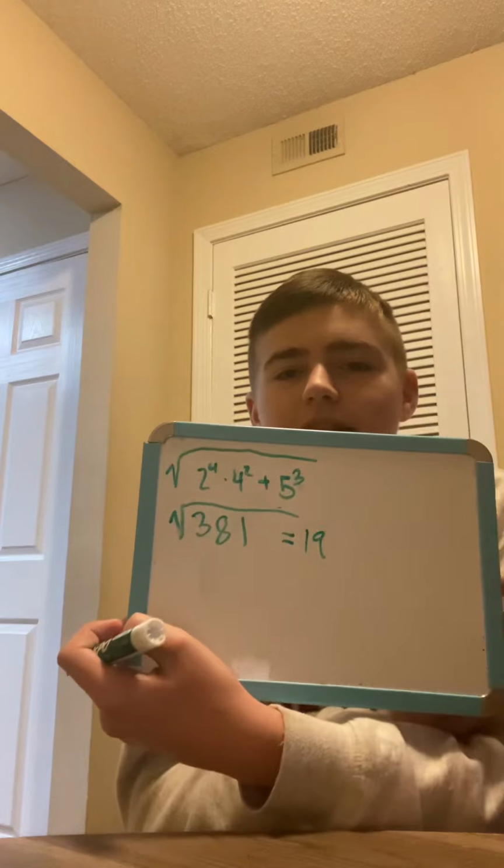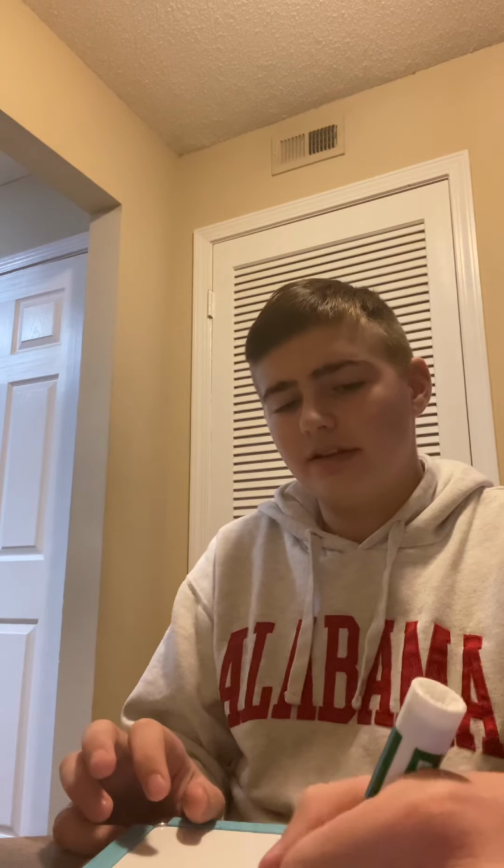See, 15 times 15 is 225. 16 times 16 is 256. 17 times 17 is 289. 18 times 18 is 324. But 20 times 20 is 400. So we're left with 19 as the closest to the square root. Square root of 381 equals 19. So that means the square root of 2 to the 4th times 4 to the 2nd plus 5 to the 3rd is equal to 19.